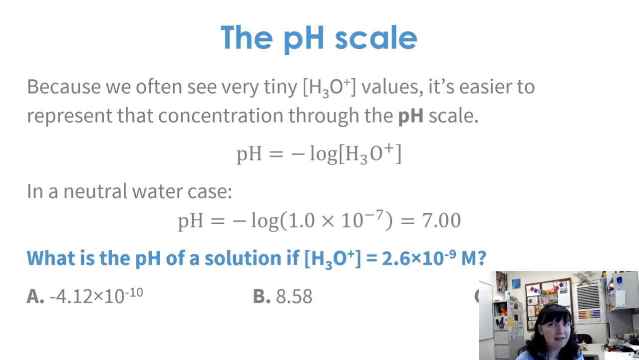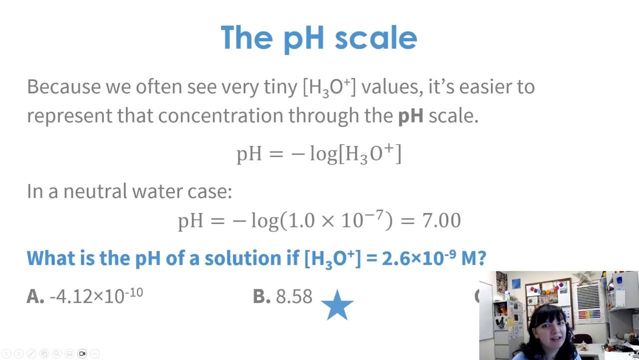So let's try calculating the pH of that same solution from before with a hydronium concentration of 2.6 times 10 to the minus 9 molar. So pause and use this equation to solve for the pH of this solution. Okay, so the calculation for this is very simple. I just take the minus log of 2.6 times 10 to the minus 9 molar. What I get out from that is 8.58.